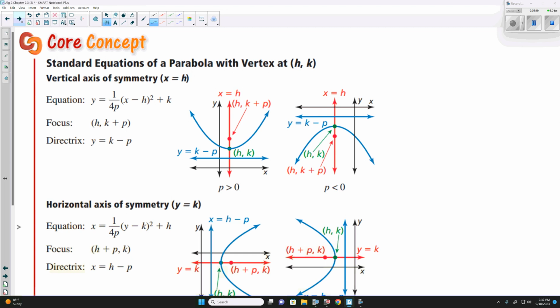Now the other version of this equation that we have is x is equal to 1 over 4p, parentheses, y minus k squared plus h. Now the vertex for this one here is the point h comma k. So no matter which equation we have, the vertex is still the point h comma k. It's still going to be the same. Now the axis of symmetry for this one here is the equation y is equal to k.